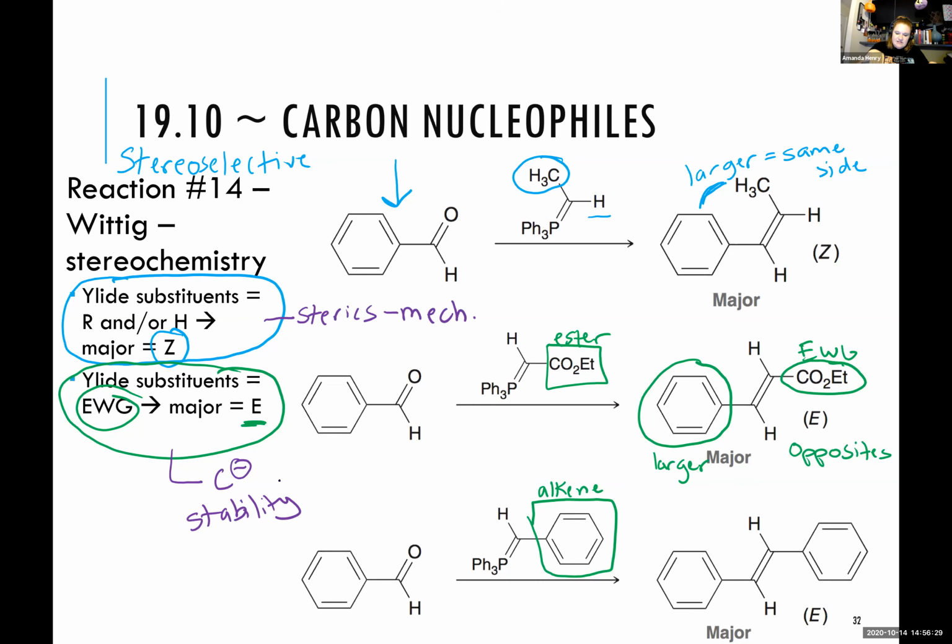I don't think either one of those reasons is even talked about in our textbook. It definitely goes a little bit above our class, but I think sometimes knowing the reasoning behind things helps you remember them a little bit better. So carbanion stability within that mechanism and sterics within the mechanism are both our reasons for the stereoselectivity for these reactions. Questions about either one of these rules?